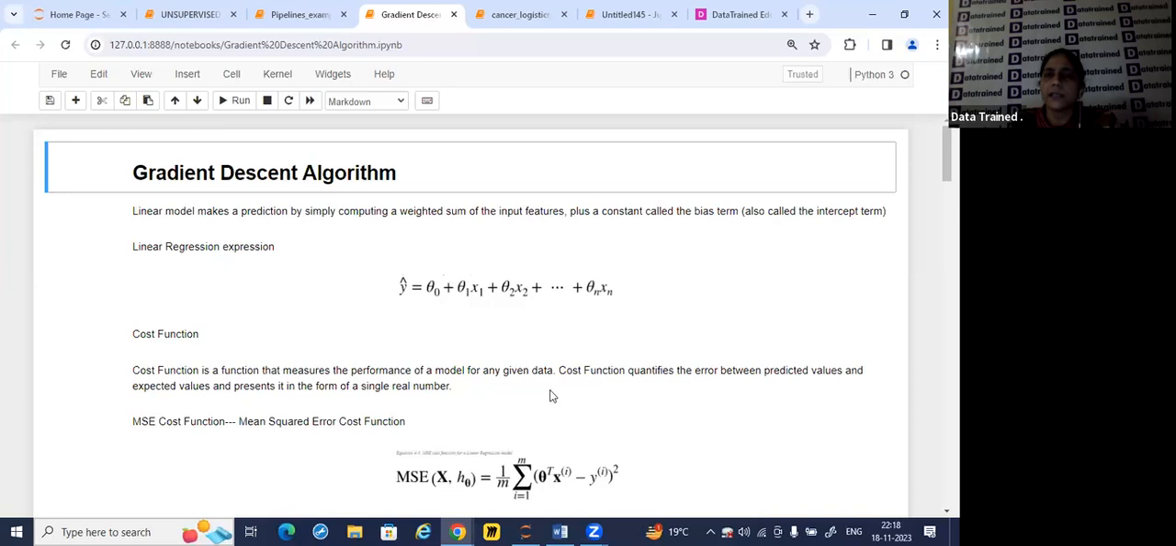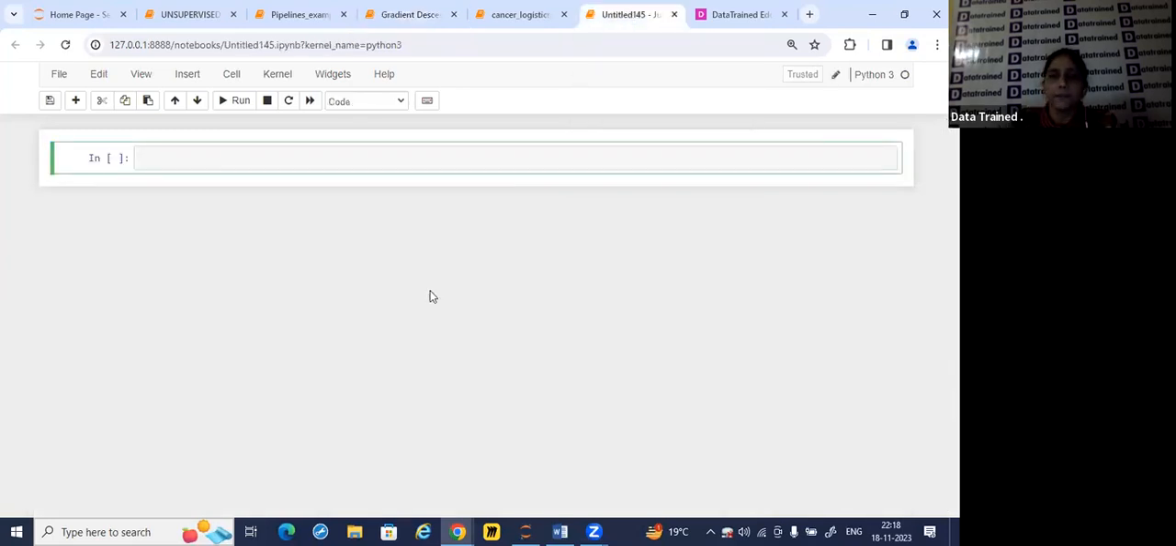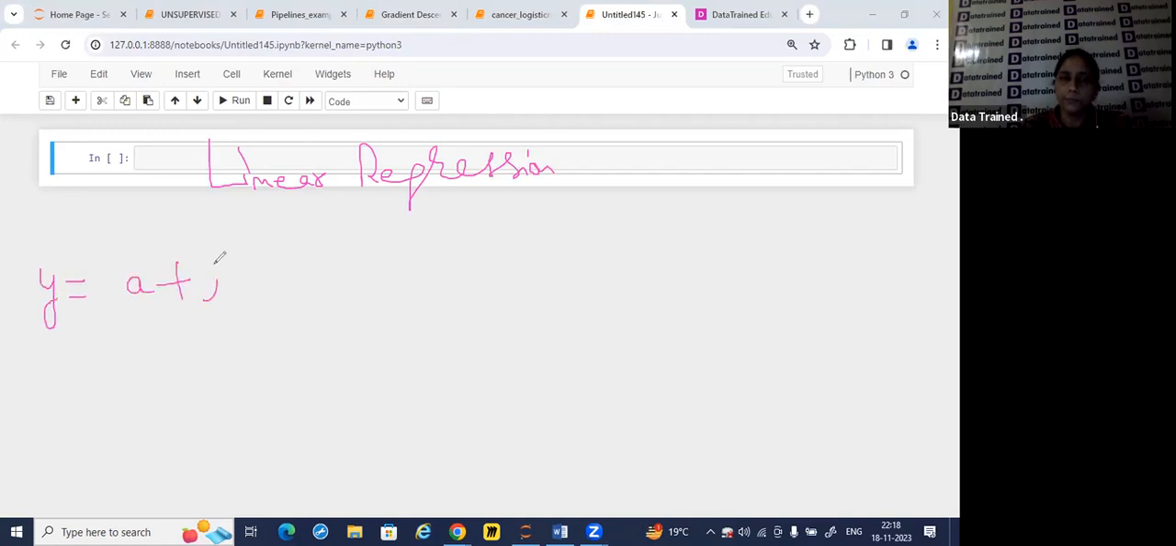Let's go to gradient descent. Let's understand what this is now. Till now, you had learned about linear regression. You came to know how the model works. The model starts predicting the data based on the equation.